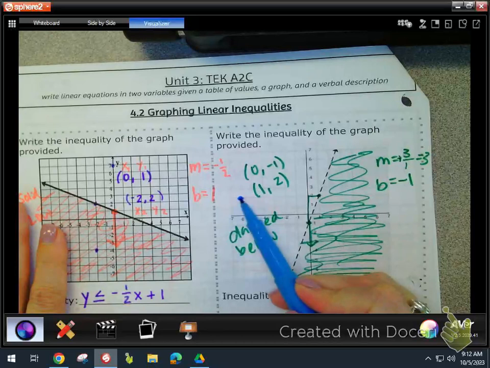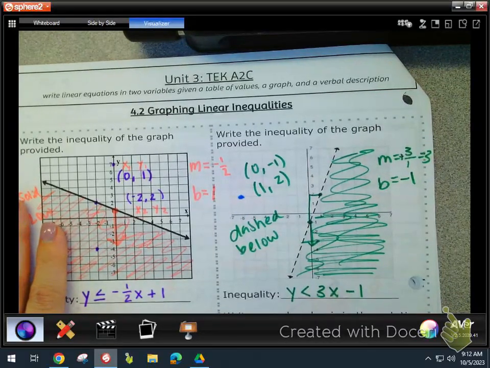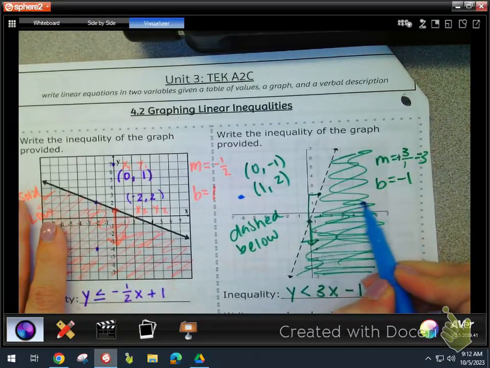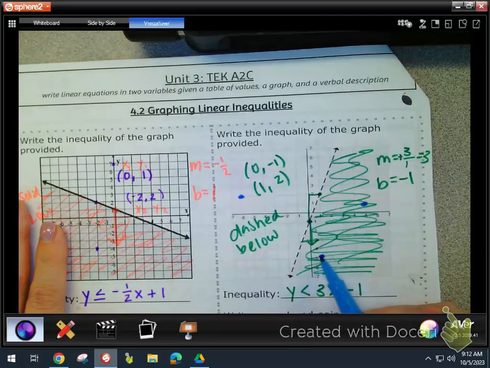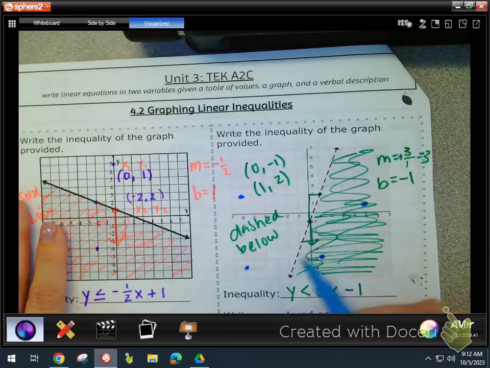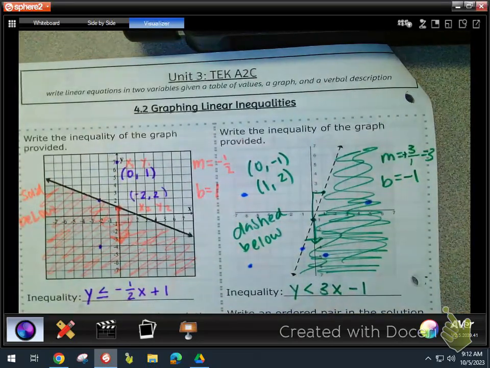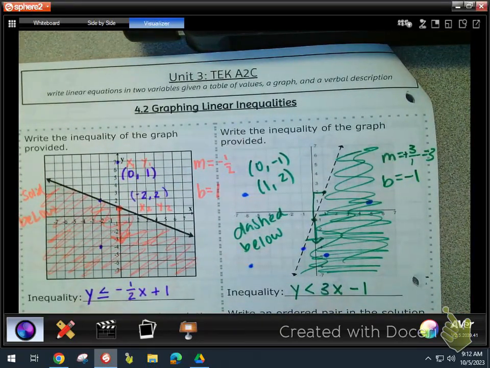Solution or not? No. Why not? Because it's not in the shade. Solution or not? Yes. Because it's in the shade. Yes. Yes. No. Yes. No. Why? Because it's not in the shade. It's on the line. It's a dotted line. Very good. Very, very good.